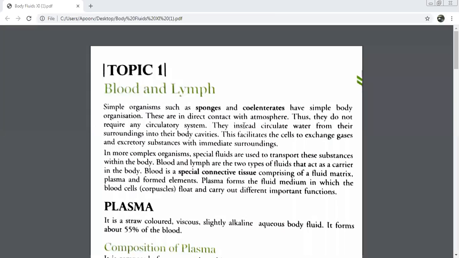Simple organisms such as sponges and coelenterates have simple body organization. I think sponges you already know. Do you know about coelenterates? Any idea about coelenterates? Anybody? Any example of a coelenterate or any idea of coelenterates? Beta, whatever comes in your mind, you can always discuss. It's not important that only if you know the correct answer, then you need to answer. Any idea about coelenterates? What are coelenterates?